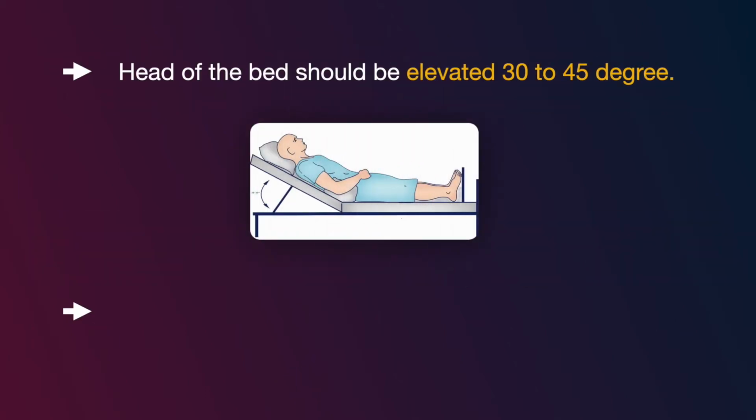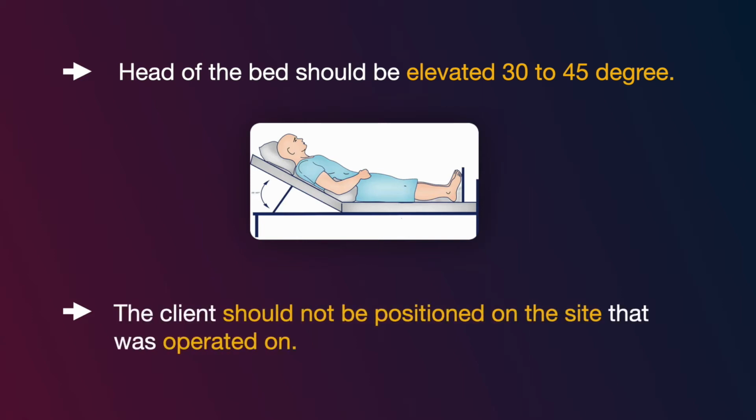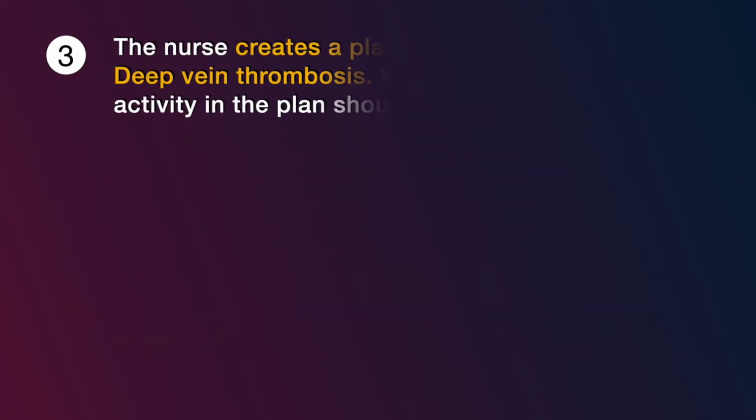The head of the bed should be elevated 30 to 45 degrees. Clients who have undergone craniotomy should be placed in semi-Fowler's position to promote venous drainage from the head. The client should not be positioned on the side that was operated on. A flat or Trendelenburg position would increase intracranial pressure. That's why the patient should not be placed in flat or Trendelenburg position. In some patients, we can place the patient in a sitting position, and the position depends on the site and type of surgery.